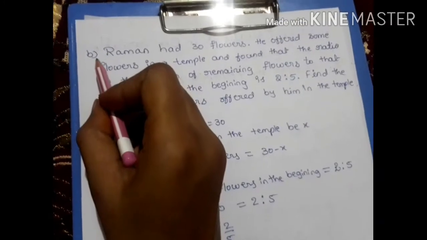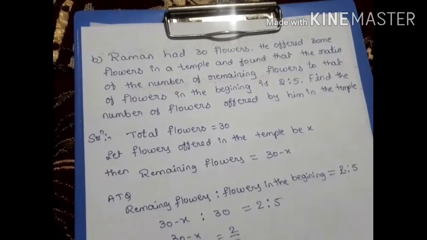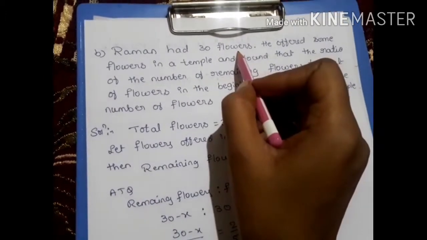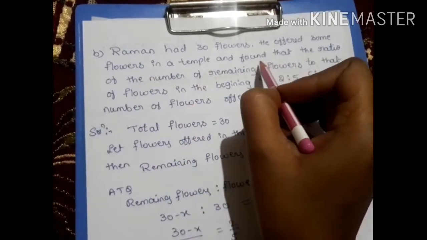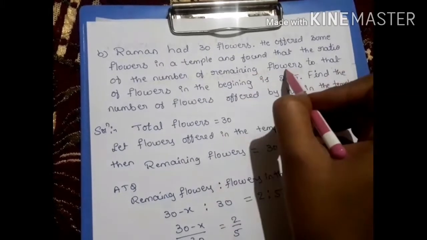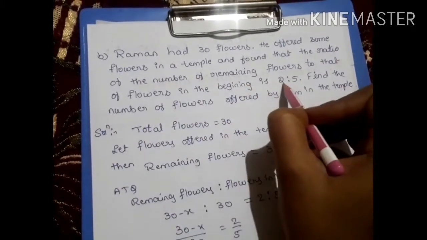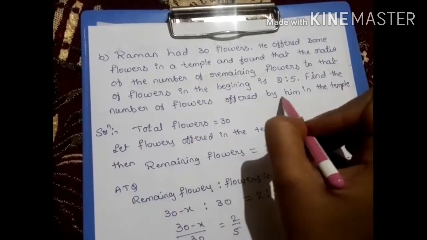Next let us solve B main B1 question. Raman had 30 flowers. He offered some flowers in a temple and found that the ratio of the number of remaining flowers to that of flowers in the beginning is 2:5. Find the number of flowers offered by him in the temple.